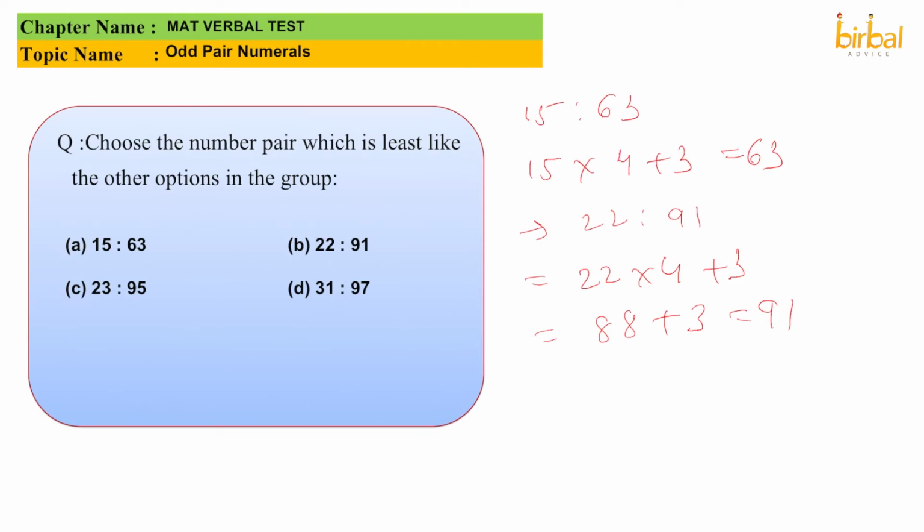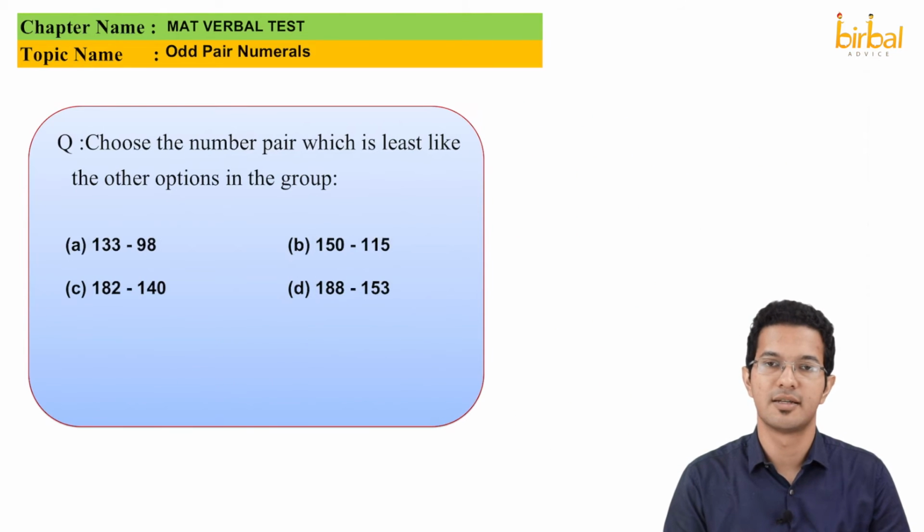Let's see option C and option D. If we see option C, we can understand that 23 into 4 plus 3 is giving you 95. But if we see option D, we can say that 31 is to 97 is nothing but 31 into 4 plus 3, which is not giving you the correct answer. Thus, option D is the right answer. Now, let us look at the next MCQ.